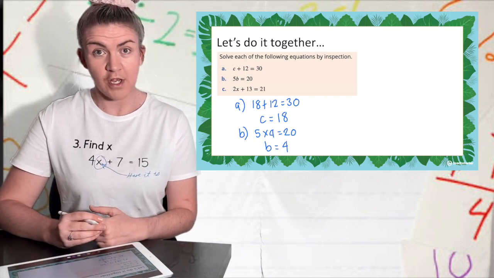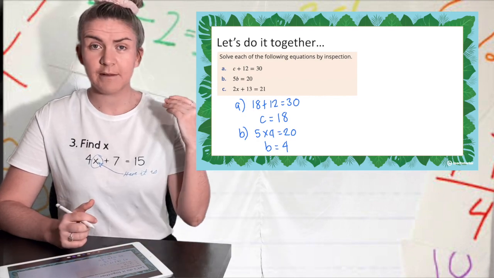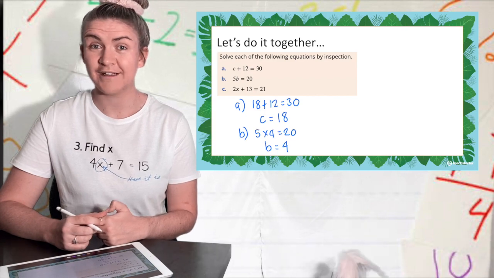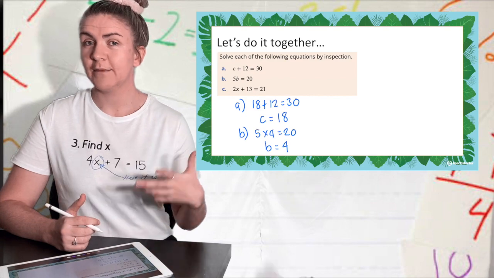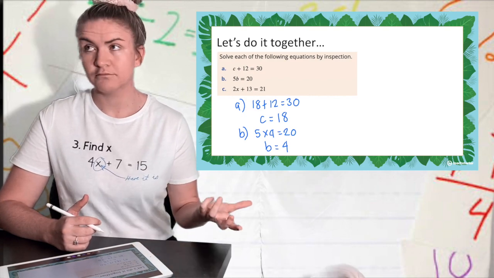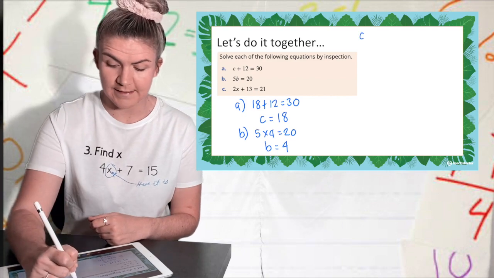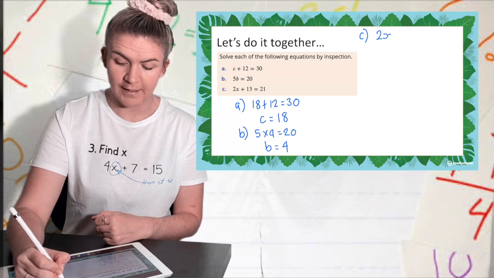This last one is a bit harder. 2x plus 13 equals 21. I might not just be able to look at it and figure it out. So this time we're going to use trial and error. So that means I'm going to take a bit of a guess. Now, I always have to be logical about this. I can't say, oh, x is 50. That's a bit too big. So I'm going to try x equals 10. Now this is how I'm going to write it. I'm going to write out my equation.